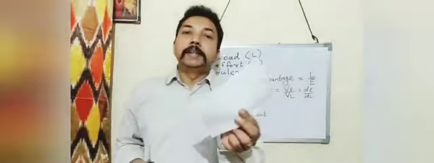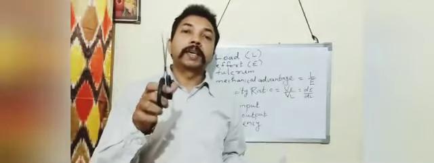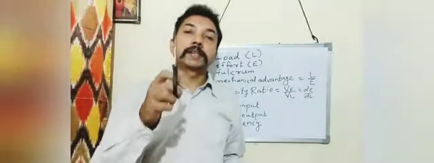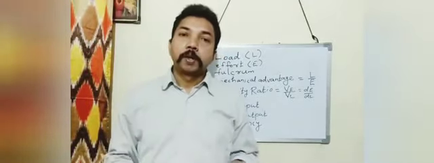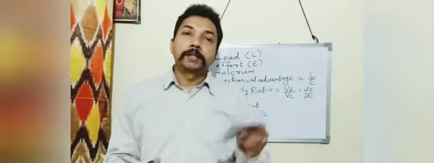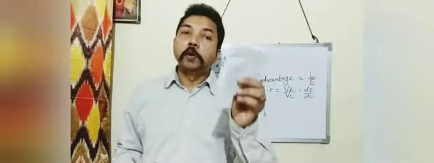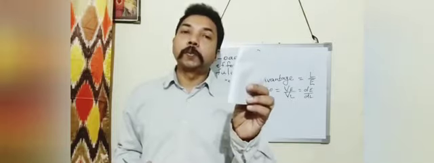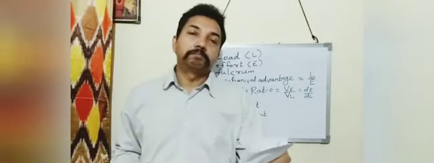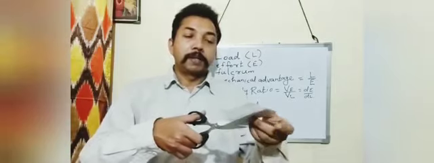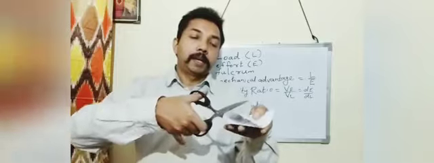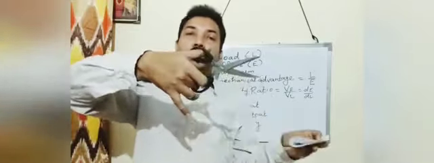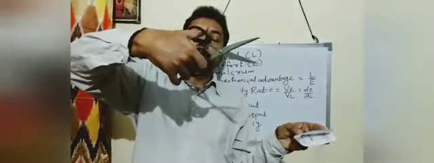we cut this paper by using a scissor. So here scissor is the machine, simple machine. So this paper is to be cut. This is the load. This is the resistive force which is to be overcome. So this paper is the load. So I apply a force on the machine at this point.